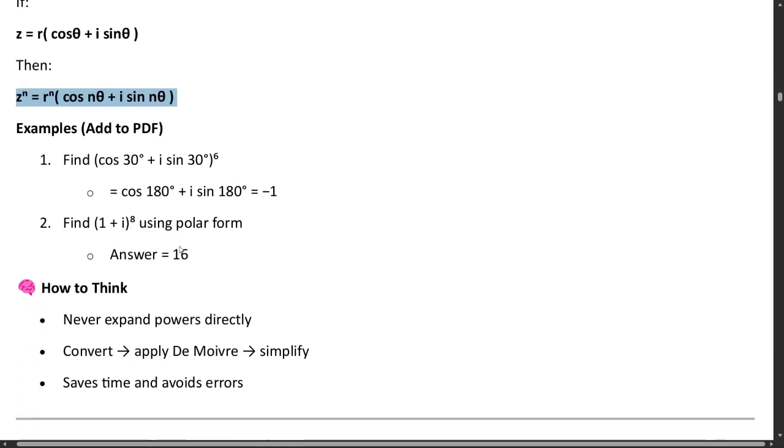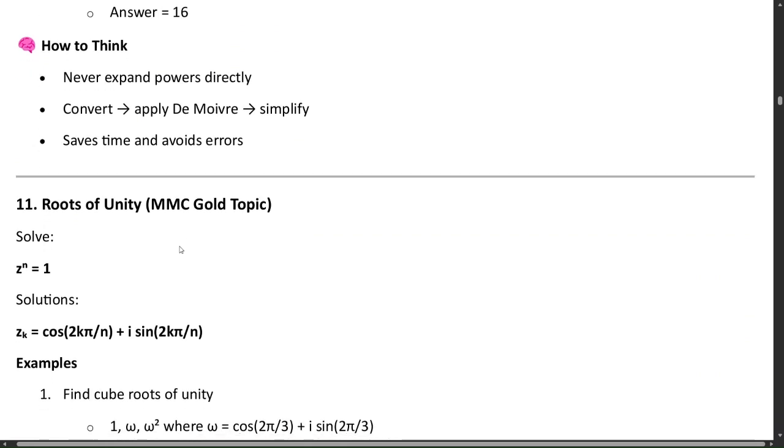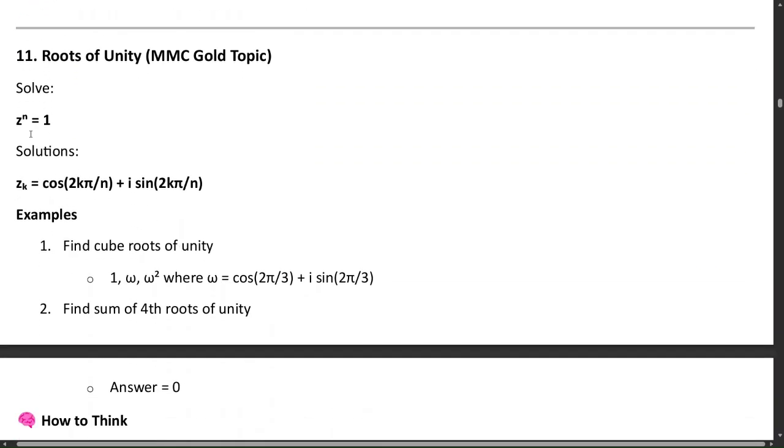Now let's look at the roots of unity. So roots of unity are solutions of z raised to n equals 1. So these roots lie equally spaced on the unit circle and show perfect symmetry. Their sum is 0 for all n greater than 1.